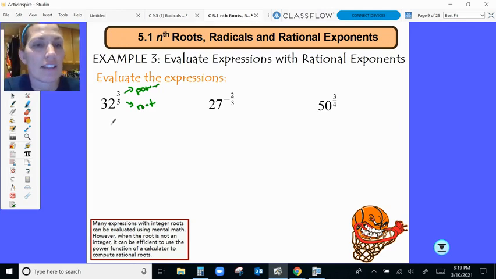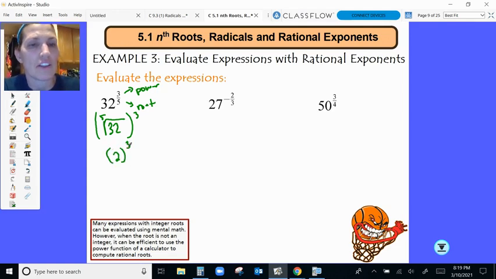So you can look at it like this. I'm going to take the fifth root of 32 first, and then I'm going to cube it. The fifth root of 32 is 2, and then 2 cubed is 8. Try not to do these with your calculators. I really want you to try to do these mentally in your head first, okay?